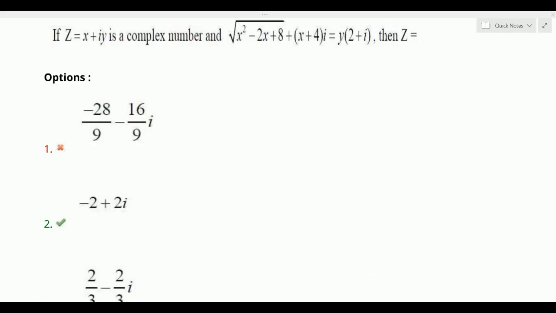Look at this question. What is given? Z is given as x plus iy, a complex number, and root over x square minus 2x plus 8 plus i times x plus 4 is given as y times 2 plus i. Then we have to find z, that is x plus iy, by finding the values of x and y. First, what is the result given to us? Root over, what is its result? It is in the form of a plus ib, right? And y times 2 plus i means 2y plus iy, which is in the form of x plus iy.